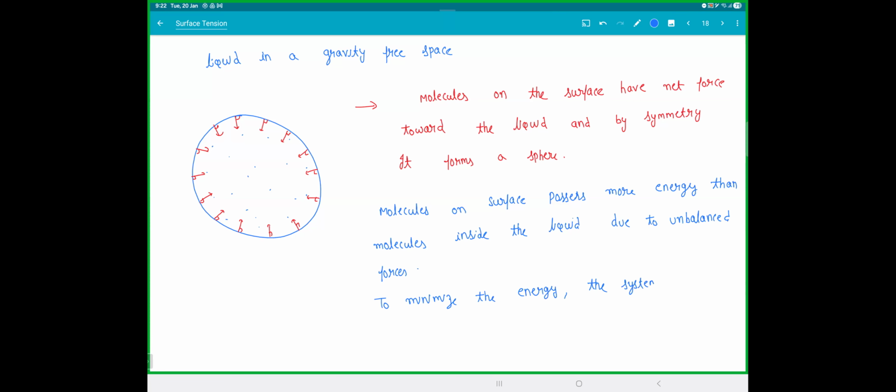Like I said, if all these penguins are just sitting there and no one wants to die and no one wants to be on the outer surface, we need to make sure the minimum number of penguins are on the outside. That means we need to minimize the surface area.